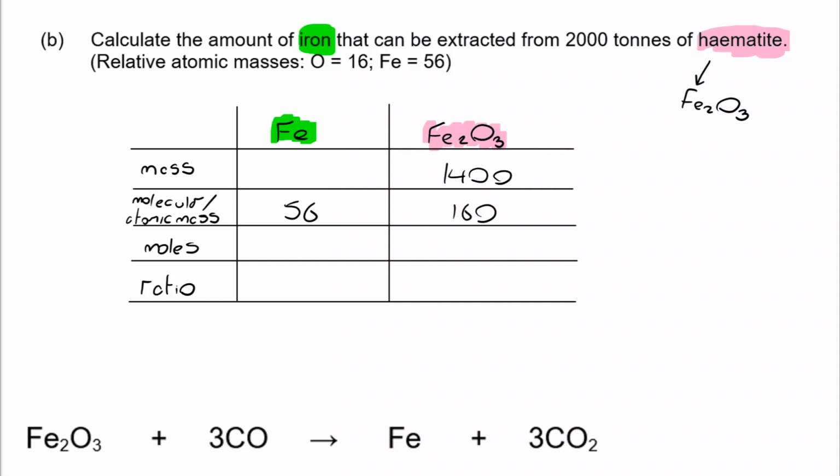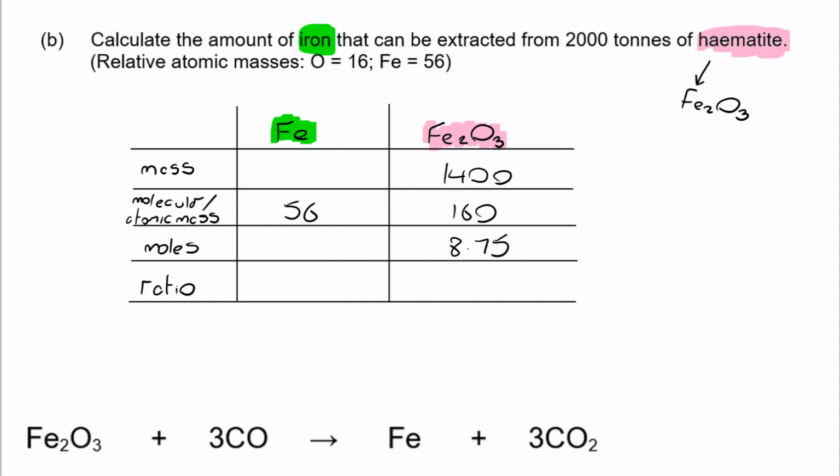Now I've also added in the molecular and atomic masses. Iron has a mass number of 56, we're told this in the question again. Iron oxide, with 2 ions at 56 each and 3 oxygens at 16 each, has a molecular mass of 160. Now at this point I can use the mole triangle, or the mole equation, to work out the number of moles, mass divided by molecular mass, for iron oxide. And 1400 over 160 will give me 8.75.